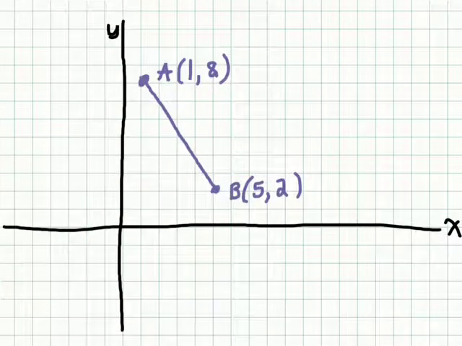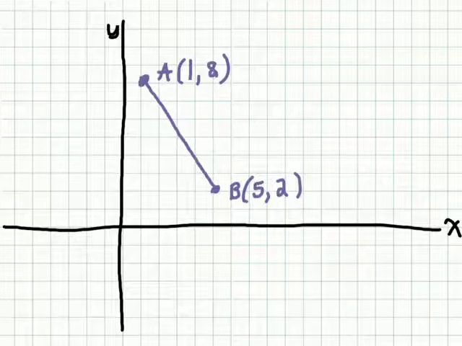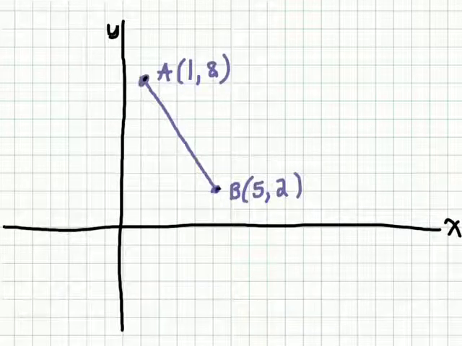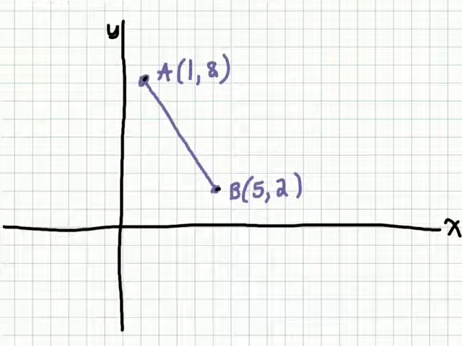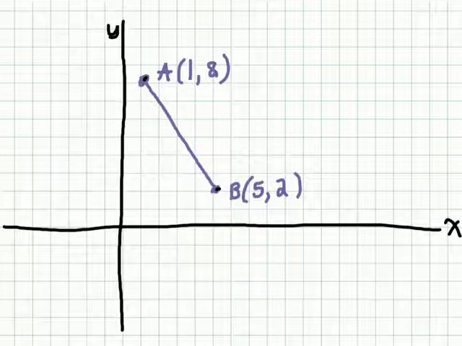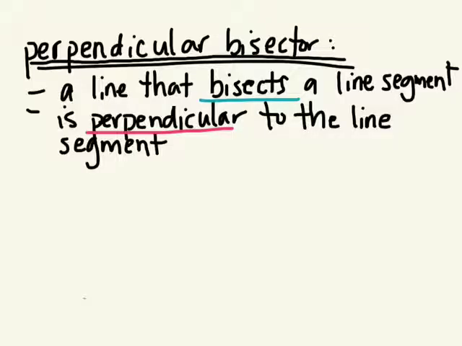Okay, today we're looking at figuring out how to find a perpendicular bisector. So we're given a line segment from A to B, so from here to here, and we're given the coordinates of that line segment. We're trying to find a line that is perpendicular to this segment and bisects it. So it's called a perpendicular bisector. A perpendicular bisector is a line that bisects a line segment.